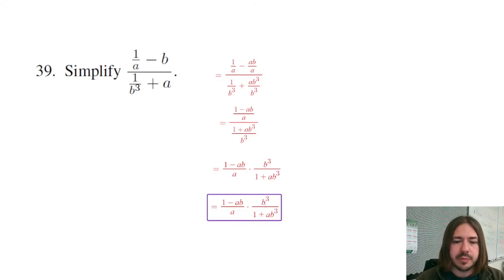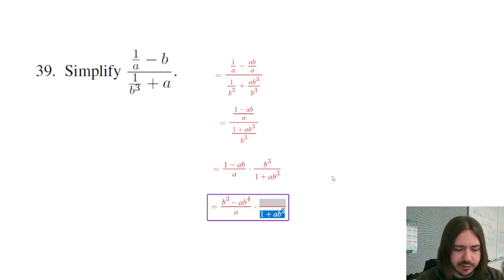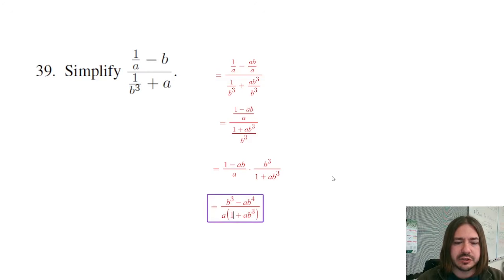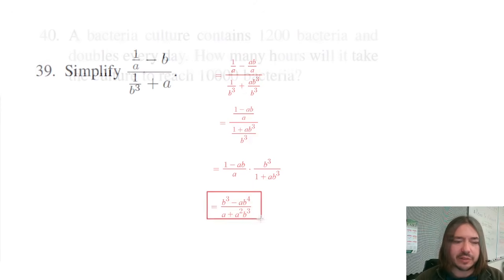For the numerator, b cubed times 1 is b cubed, and then b cubed times ab is going to be ab to the 4th. And then now I'm going to distribute the a to both of these terms. So essentially I'm going to do a times this thing in parentheses. A times 1 is just a, and then a times ab cubed is a squared b cubed. And so here is your final answer for number 39. I don't think there's really anything else we can do here.